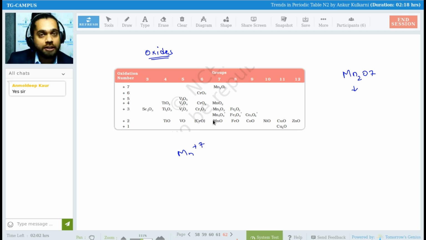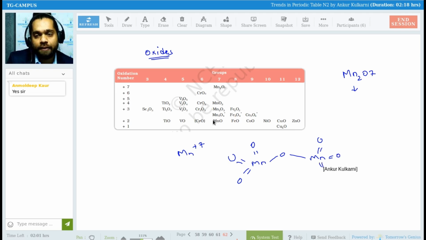Now why does this happen in Mn +7? Such a high oxidation state requires stability. Now when I go to Mn2O7, they form double bonds. If you look at the structure of Mn2O7, it is something like this. Mn, O, Mn, double bond O, double bond O, double bond O, 1, 2, 3, 4, 5, 6, 7.